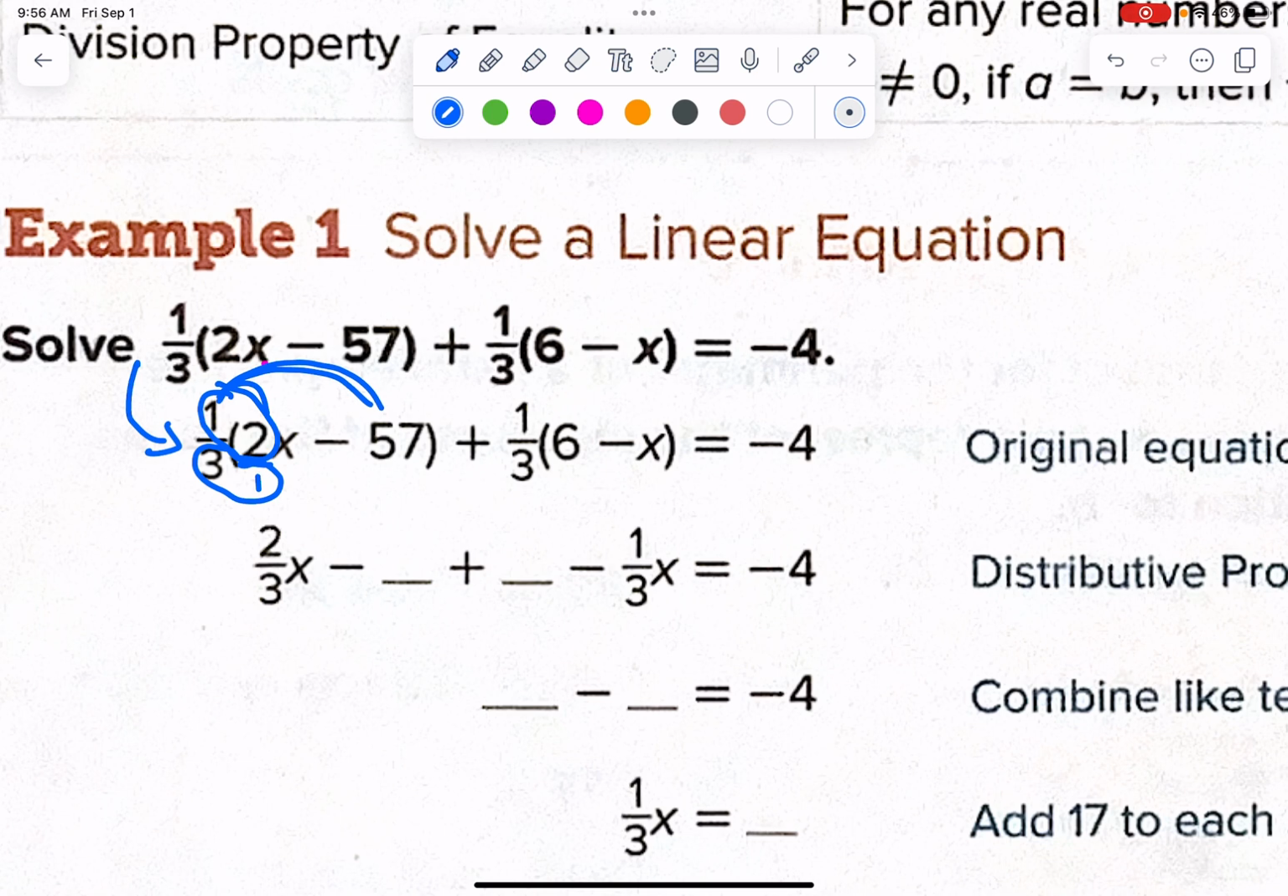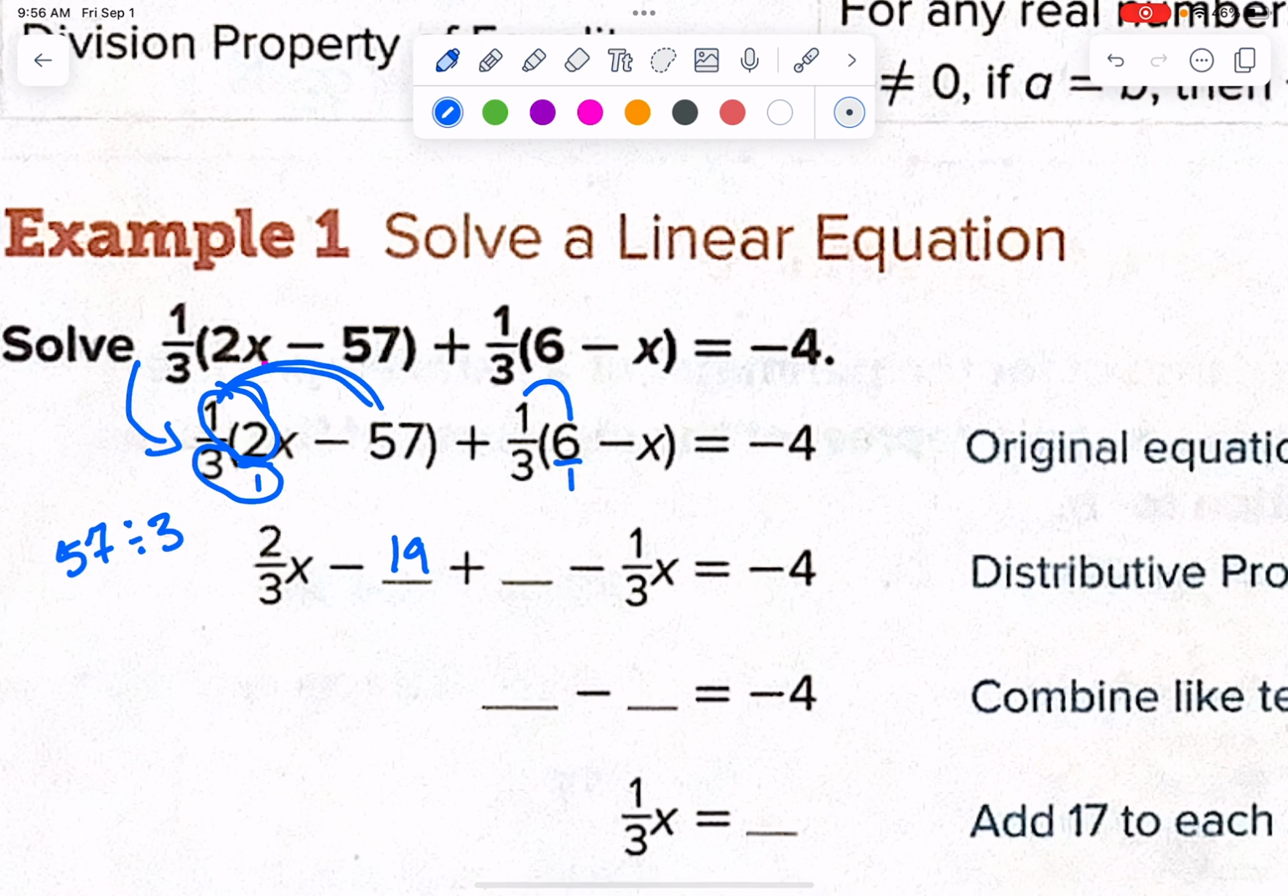19 maybe, let me check. Okay, if you are taking it times 1/3, another thing that you can do is 57 divided by 3, right? 1/3 is the same thing as dividing by 3. 57 divided by 3 is 19. Yep, you betcha. Okay, then we're going to do the same thing, 1/3 times 6.